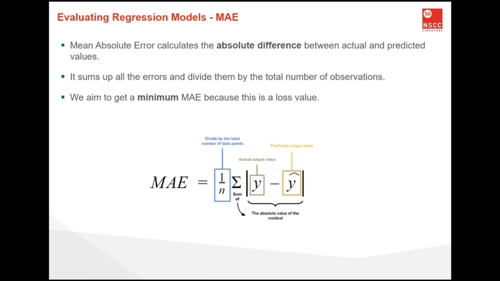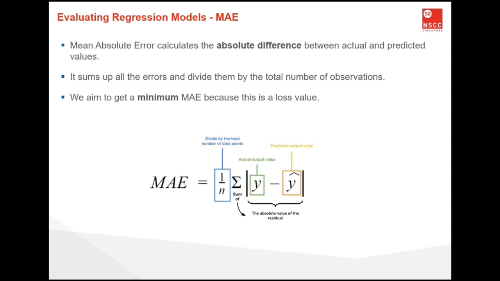Firstly, let's talk about mean absolute error, MAE. Mean absolute error is a very simple metric which calculates the absolute difference between actual and predicted values. To better understand, let's take an example. You have input data and output data and use linear regression, which draws a best fit line.